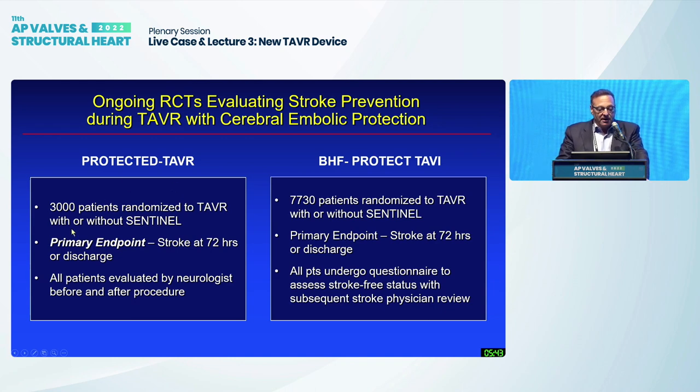This is a trial of 3,000 patients undergoing TAVR with or without the Sentinel device. The primary endpoint is stroke at 72 hours, and importantly, all the patients in this trial were evaluated by a neurologist both prior to and after the procedure. So we have a very sensitive assay for stroke. You can see the British trial is even bigger, but has probably a little bit less sensitive of an assay for stroke.